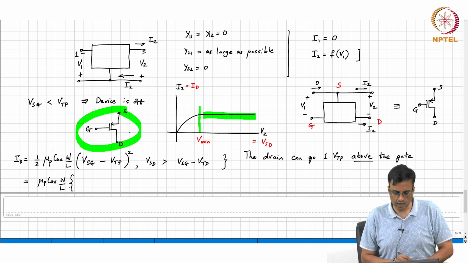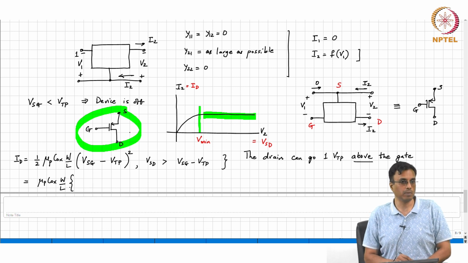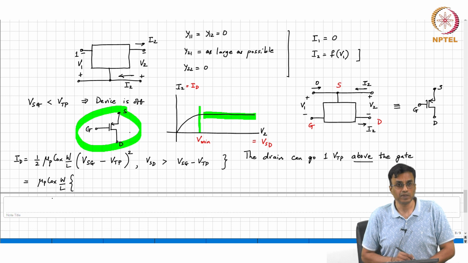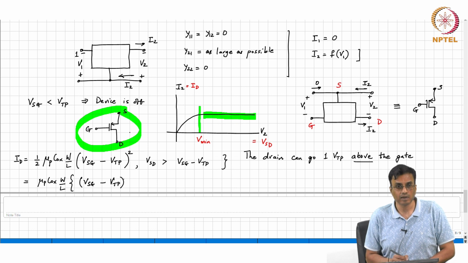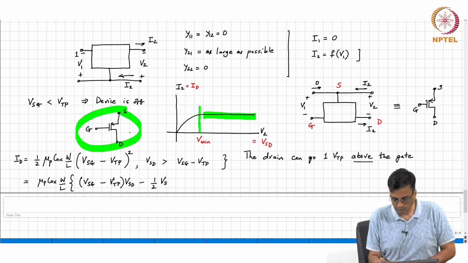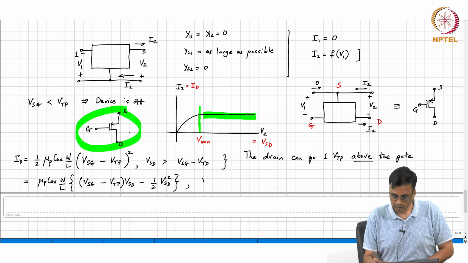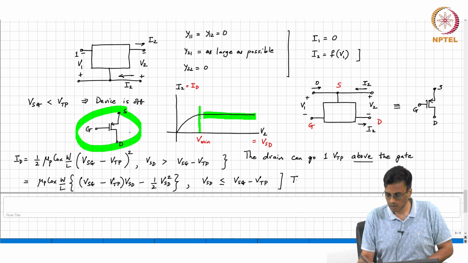Now tell me what it should be for the PMOS device. Mu p Cox W by L times VSG minus VTP times VSD minus half VSD square, and this is provided VSD is less than or equal to VSG minus VTP. So this is the triode region.